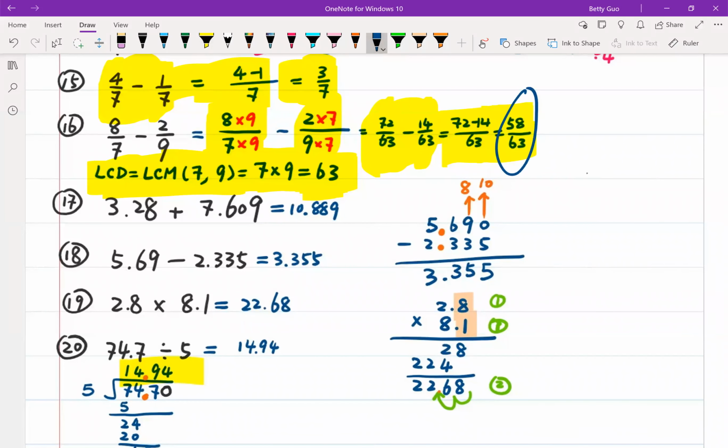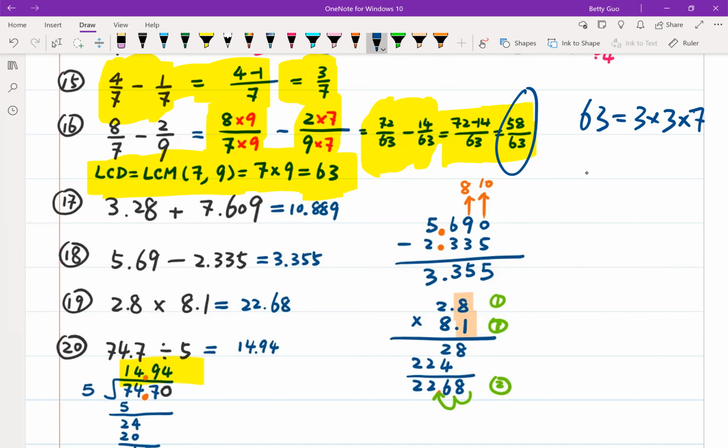How do we know this fraction is reduced already? Because 63 equals 3 times 3 times 7. The prime factors of 63 are 3 and 7. The numerator 58 is not divisible by 3, and is not divisible by 7 either. So we know 58 and 63 have no common prime factor. 58 over 63 is already reduced.